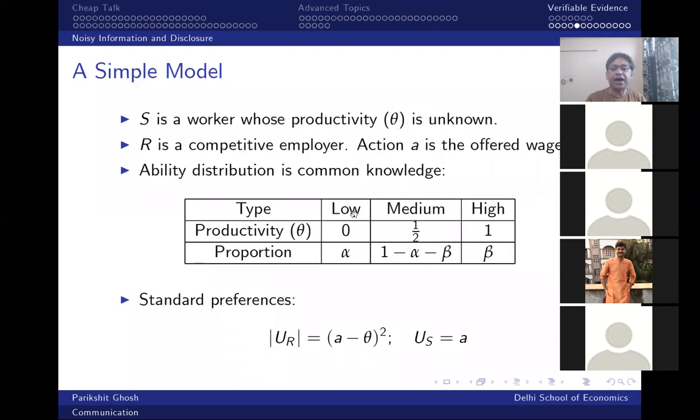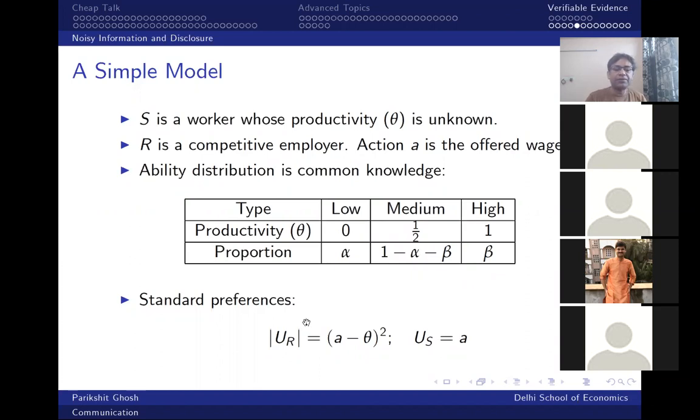Theta can take three values, low, medium, or high, and the values are 0, half, and 1. So these are the productivity levels. There's a low type, a medium type, and a high type. Initially, there are proportions or probabilities, interchangeable interpretations. Alpha is the probability of a low type, beta is the probability of a high type, and the remainder is the probability of a medium type.